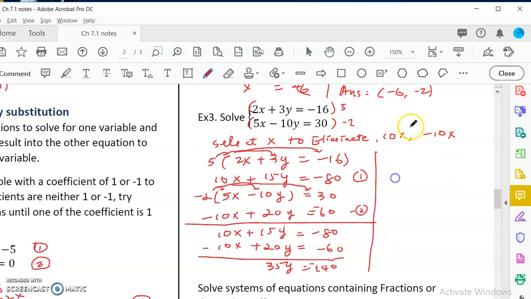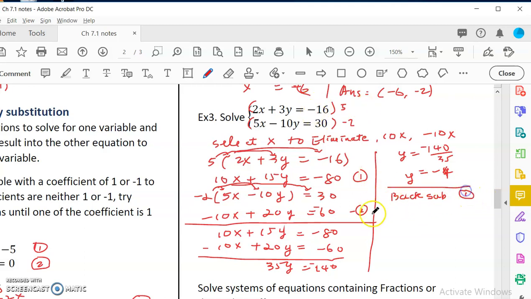And so y would be what? Negative 140 divided by 35. And I believe that's negative 5. Let me check. 140 divided by 35. Yeah, no, it's 4. Negative 4. So y equal to negative 4. So back substitute. Which one should I use? Maybe I'll just do one.